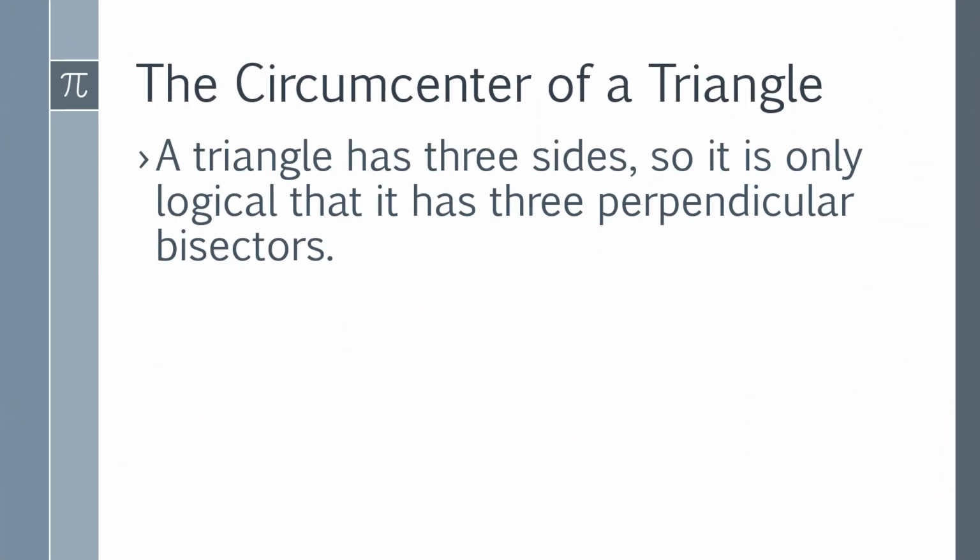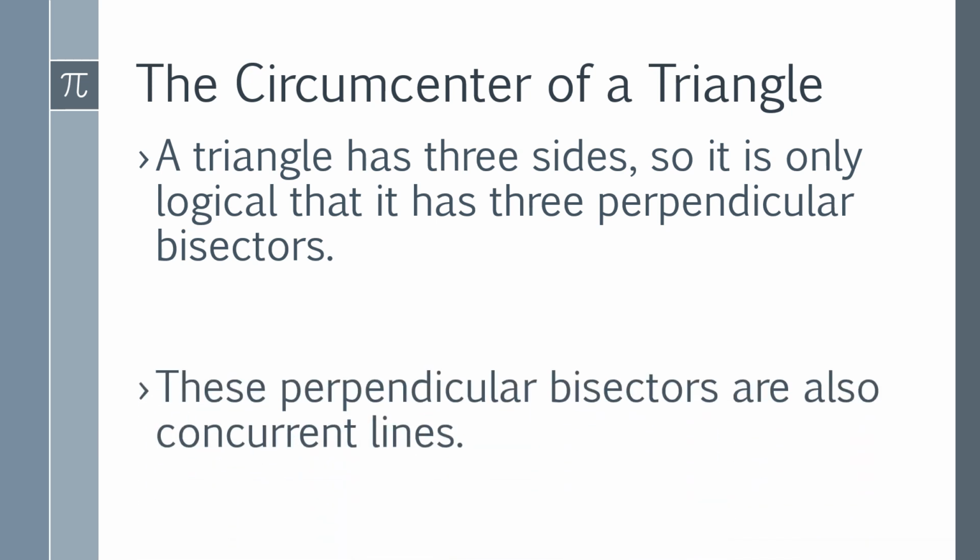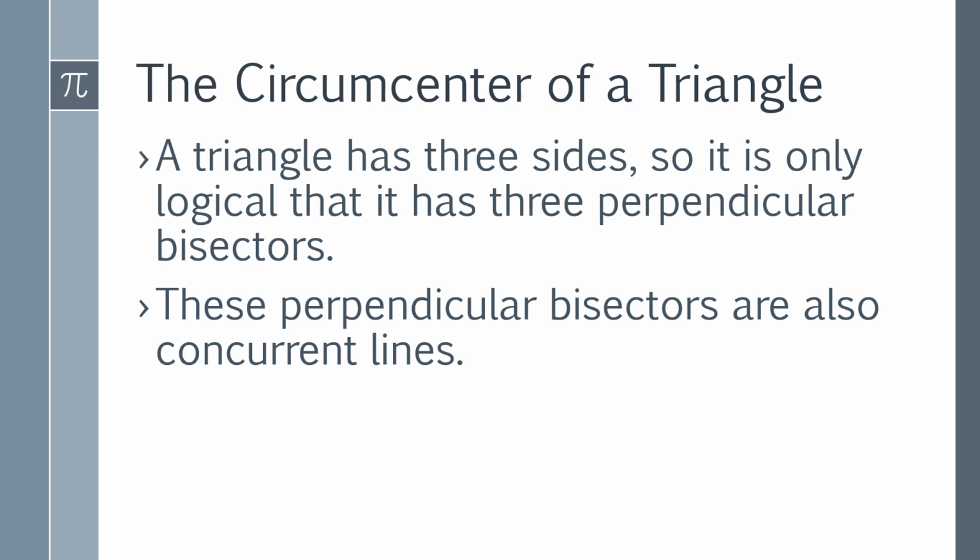All right, so the circumcenter of a triangle. Since a triangle has three sides, it's only logical it has three perpendicular bisectors. These perpendicular bisectors are also concurrent lines. They all meet in the same point.